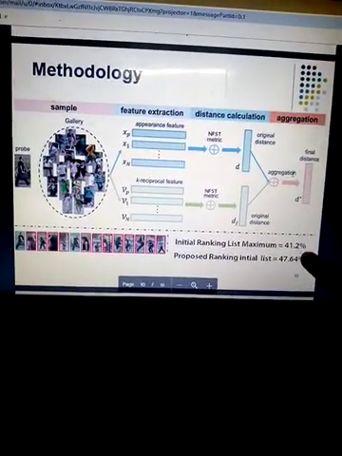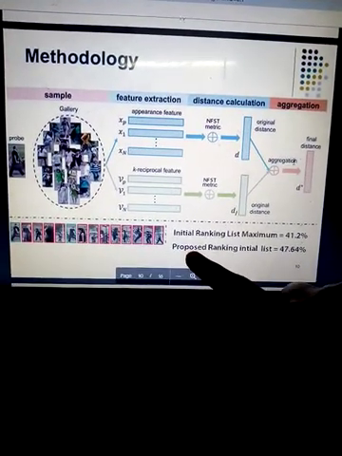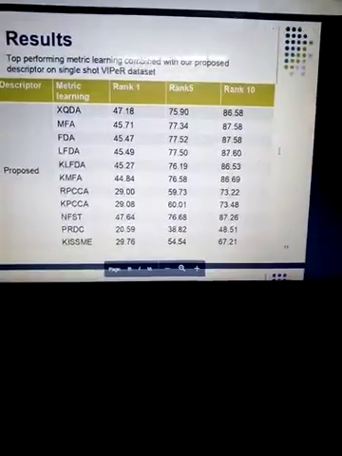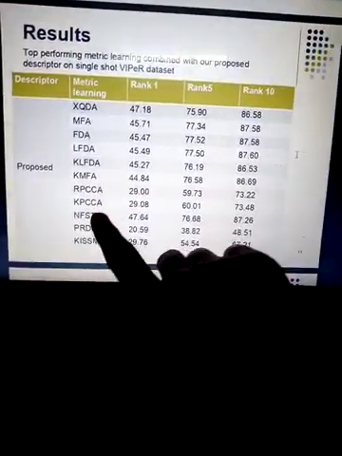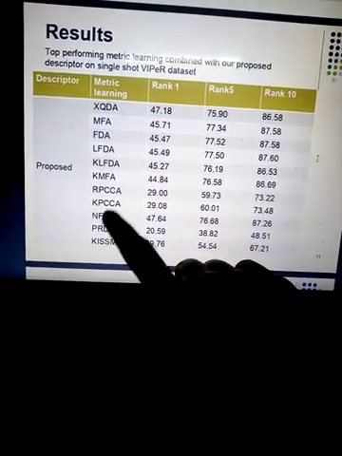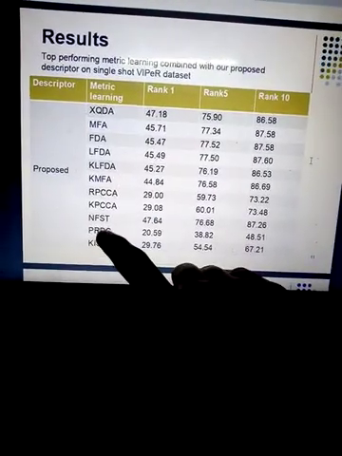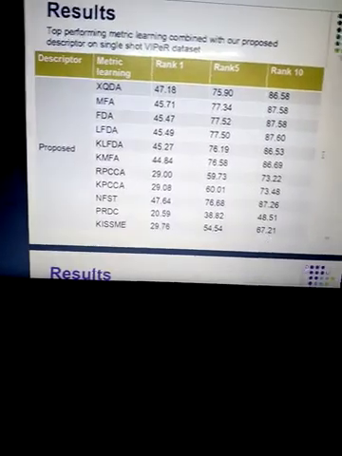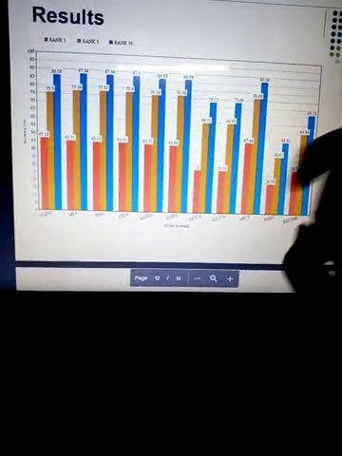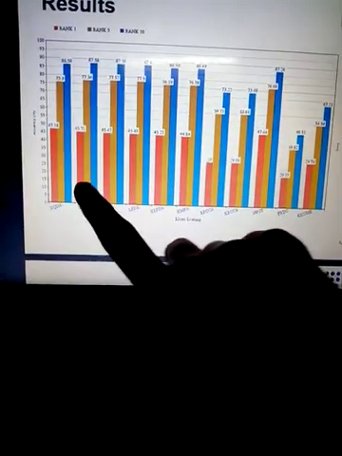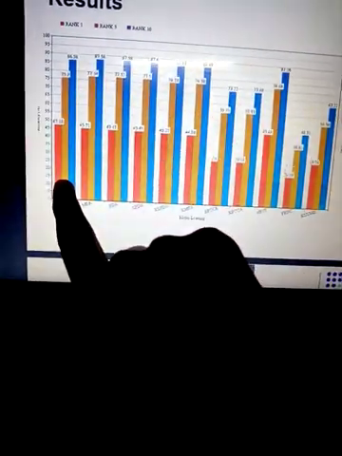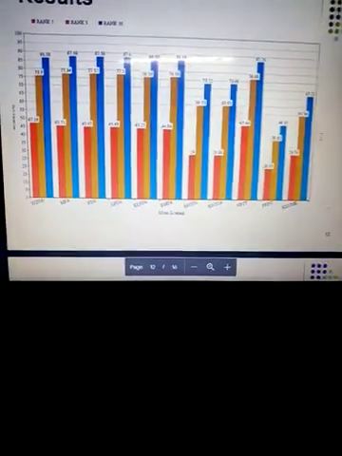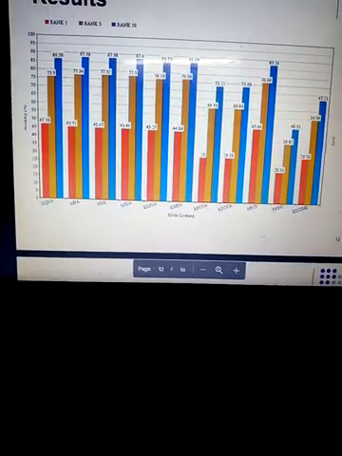The initial ranking is 41.2%, and as you see, the proposed ranking list is 47.64. The results are shown below. Here we have the highest accuracy for the metric learning technique NFST, null Foley-Sammon transfer, for rank 1, 5 and 10. These results are shown in the form of a graph. Here on the x-axis we have metric learning, and on the y-axis we have accuracy. This graph shows which metric learning technique has the highest accuracy.